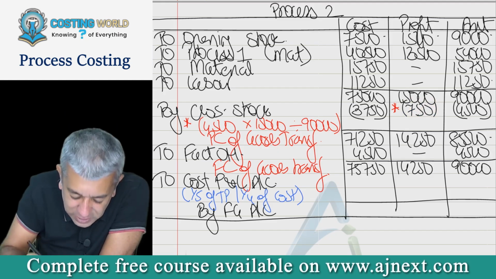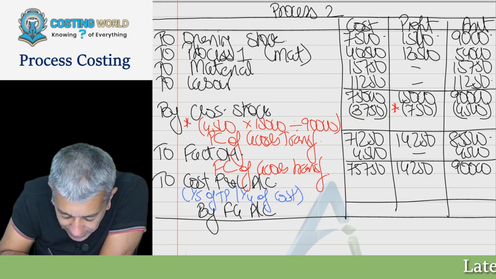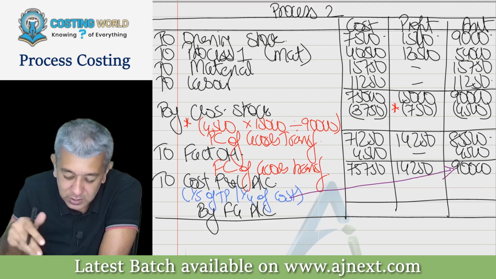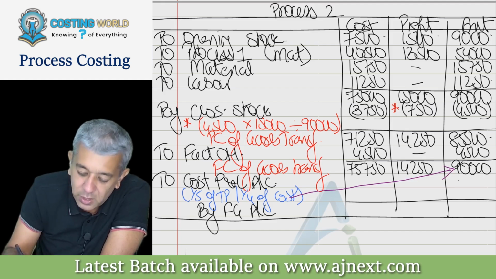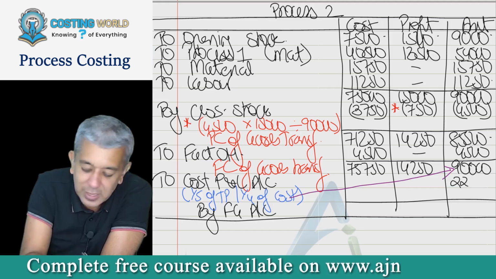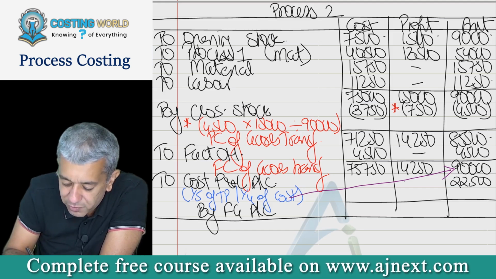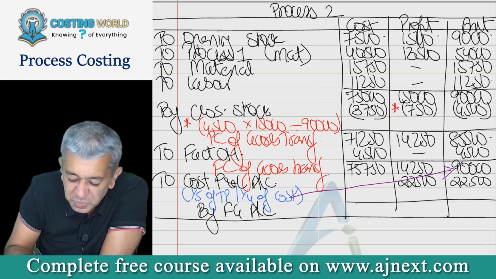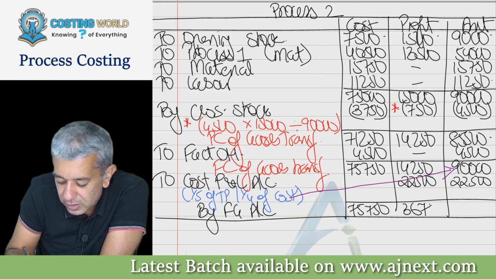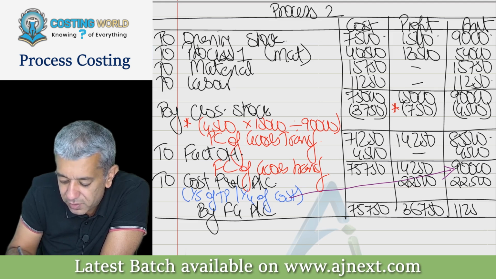So just do one small thing. Take an arrow from here, from cost, and put that arrow over here. This is the cost. 90,000 into 1/4, 22,500. And put that 22,500 in the profit column also. 75,750, 36,750, 112,500.